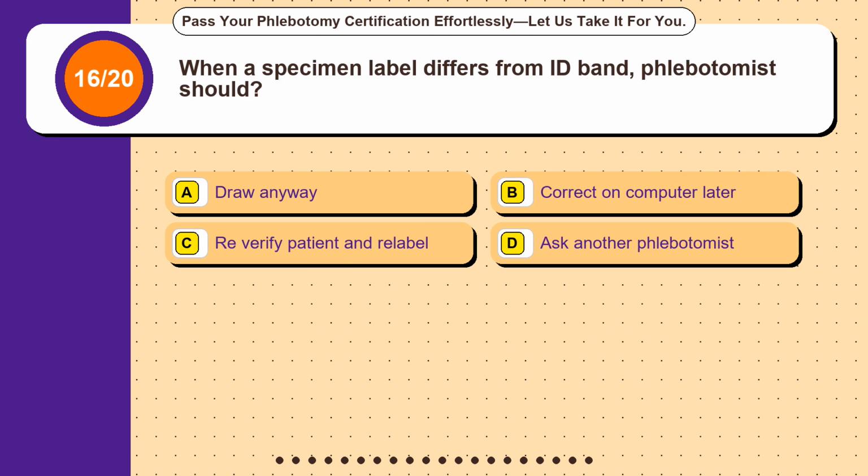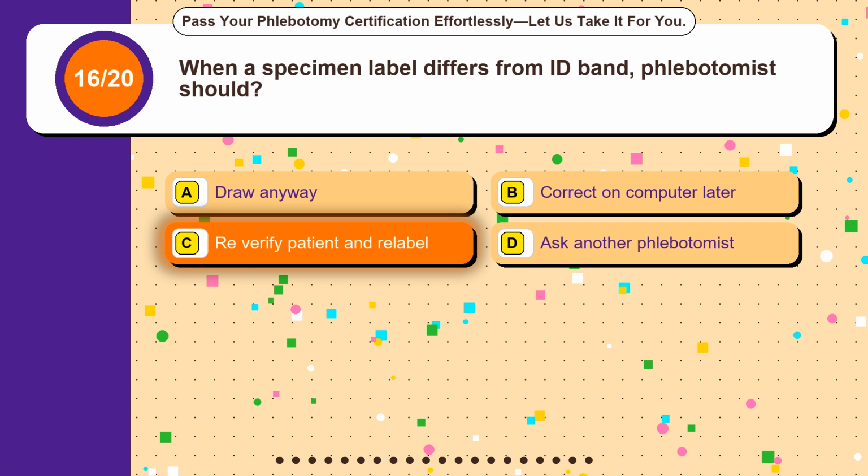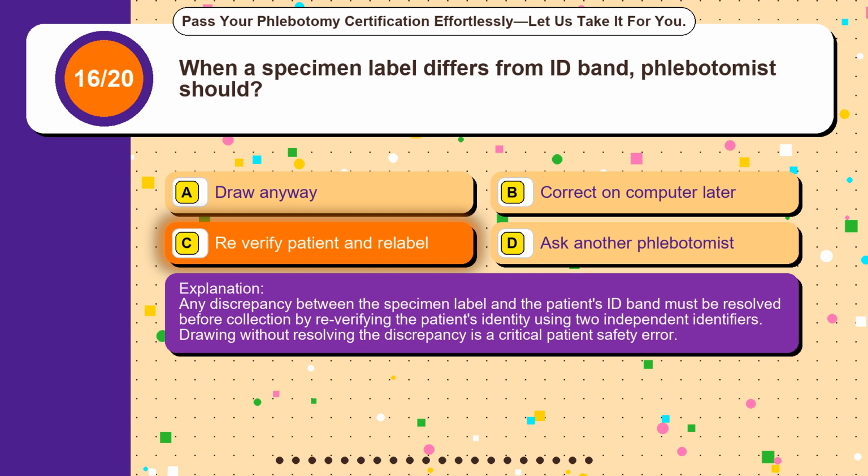Question 16. When a specimen label differs from the ID band, the phlebotomist should option A, draw anyway. Option B, correct on computer later. Option C, re-verify patient and relabel. Option D, ask another phlebotomist. The correct answer is option C, re-verify patient and relabel. Any discrepancy between the specimen label and the patient's ID band must be resolved before collection by re-verifying the patient's identity using two independent identifiers. Drawing without resolving the discrepancy is a critical patient safety error.